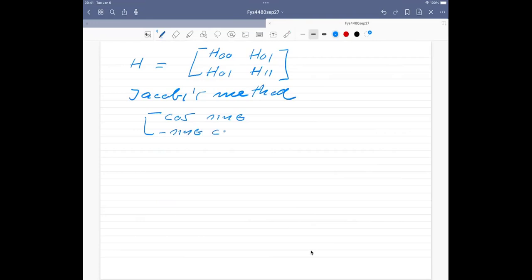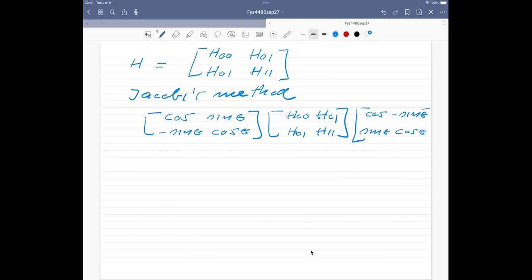So we have sine theta, cosine theta, and then we multiply the matrix H00, H01, H10, H11, and then we multiply it with a new transformation, which is now the transpose of the previous one, sine theta, cosine theta. So this is a rotation around an axis, and what we want then is that this simply becomes a diagonal matrix where we can just read off the eigenvalues like this.